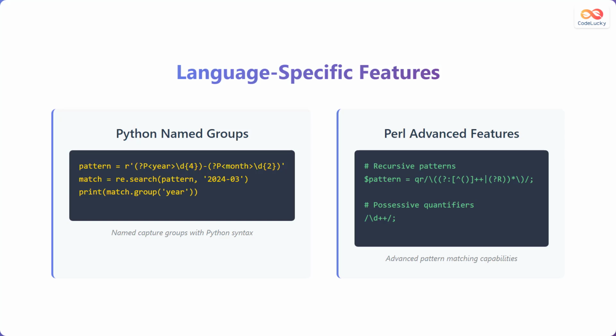On the right, we have Perl, which is known for its advanced regular expression capabilities. Perl supports recursive patterns, which allow you to match nested structures, as well as possessive quantifiers, which prevent backtracking and can improve performance. So these advanced pattern matching capabilities are a hallmark of Perl's regular expression engine.